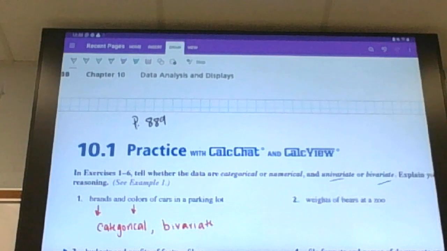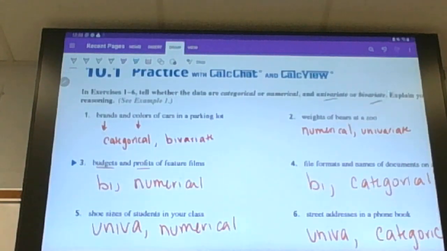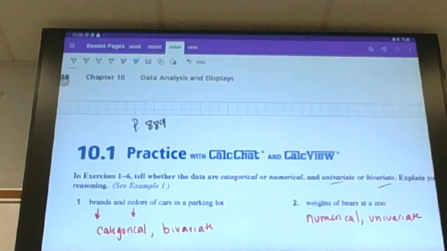Number two, the weights of the bears at the zoo. Do you think that's a number or a category? Numbers, because you can find the average. You can measure it. So we call that numerical. Is it two things or is it one thing? It's one thing. You're going all the way to 6. And then tomorrow we do more.